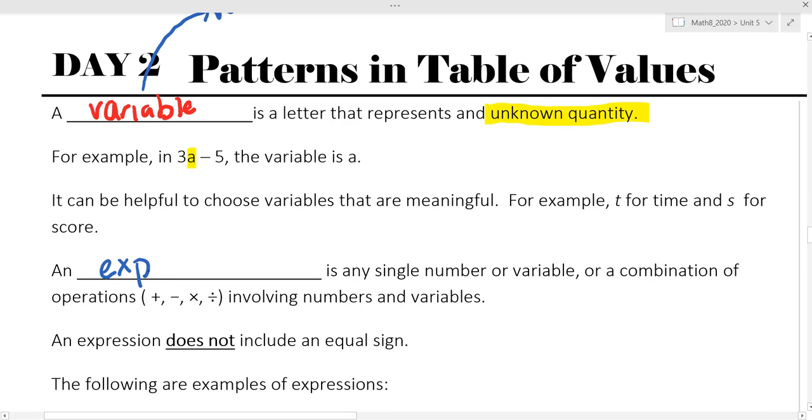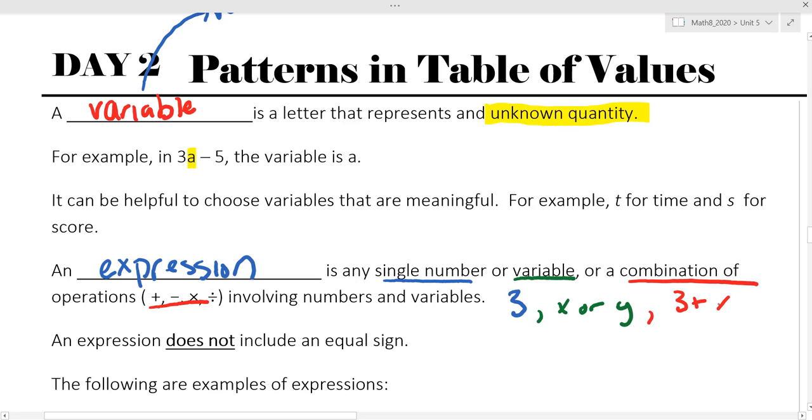An expression is any single number. So when I say number, it could be something like the number 3, or a variable. That could be X, or say Y, or Z, or whatever. Or a combination of any of our arithmetic operations. So we could go 3 plus X. Right? So an expression is anything mathematical you see. It could be a number, it could be a letter, it could be a number plus a letter.